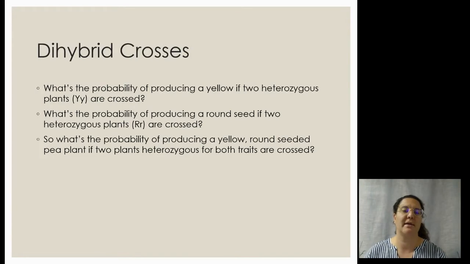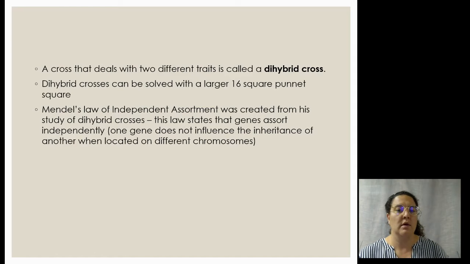So questions that could be asked are things like, what's the probability of producing a yellow flower if two heterozygous plants are crossed? And what's the probability of producing a round seed if two heterozygous round plants are crossed? So we want to know what's the probability of having round-seeded yellow plants, for example. So a cross that deals with these traits is called a dihybrid cross.